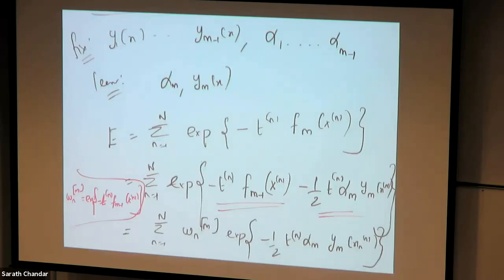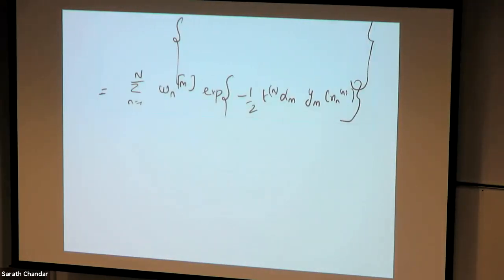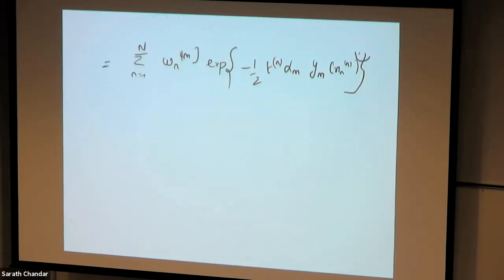Now you look at this particular equation. Let's take this to the next page. This is my new error function. Now this W n of m is a constant. We don't need to worry about that. So all we need to do is somehow minimize this error function to find the best alpha m and y m of x.